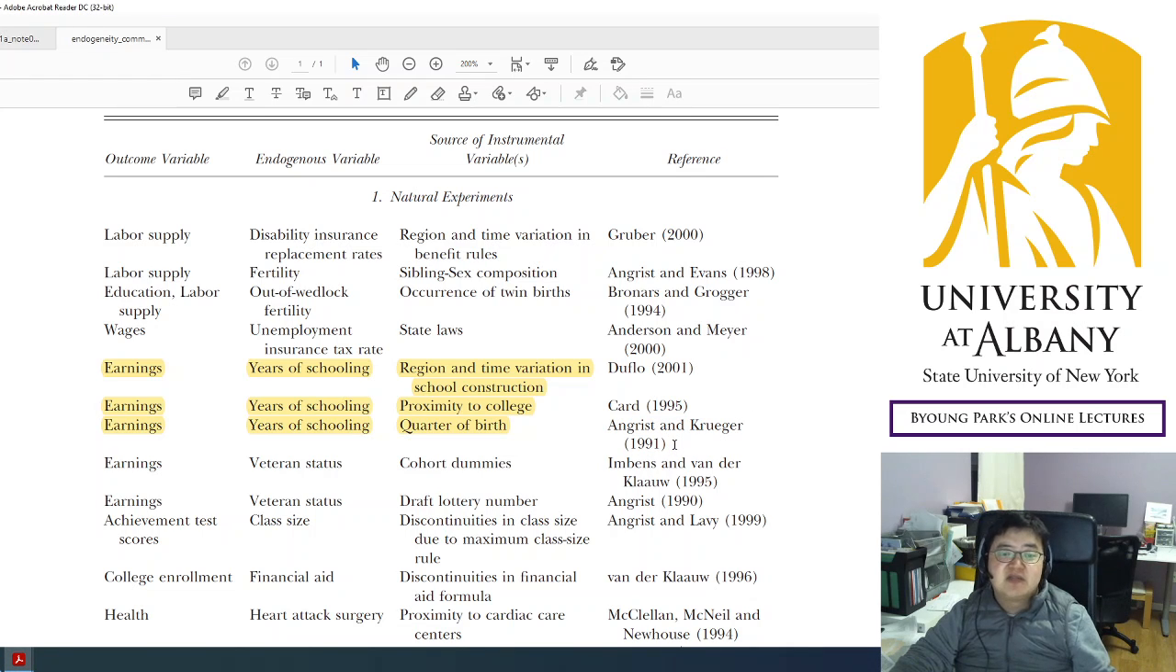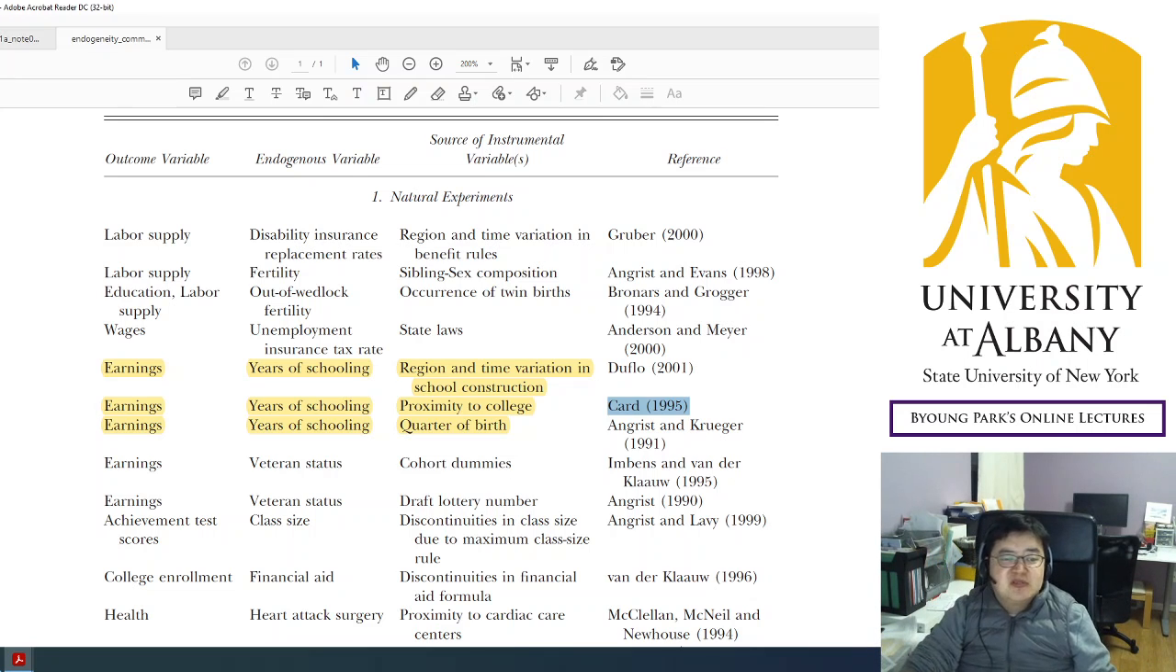It was used by Angrist and Krueger. And Card used proximity to college. That means if you are in high school and have, say, a state university right next to your town, then the expense to attend college is much lower than if you go to a college in, say, California or somewhere far from your home.